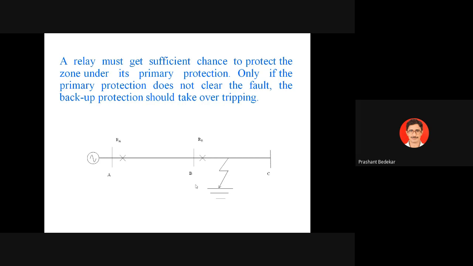There is a fault in the second section, section B to C. Between feeder B to C, there is a fault. Now, as there is a fault, the fault current will start from the source, and it is flowing through relay RA, through relay RB. What does this mean? When I am saying flowing through relay, it means it is stepped down.